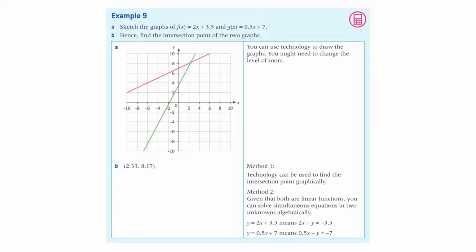Just use analyze graph and use the intersection function and you'll find this point: 2.33 for x and 8.17 for the function, or for the y-axis there. So that'd be just 8.17. Looks good. Method 2, given that both are linear functions, you can solve simultaneous equations in two unknowns algebraically. Well, that's unnecessary, really, because at that point they have the same function value, so you just have to equate 2x plus 3.5 equals 0.5x plus 7 and solve for x. Once you find x, which should be 2.33, you put it back into either one of them and you'll find the y value, which is 8.17.